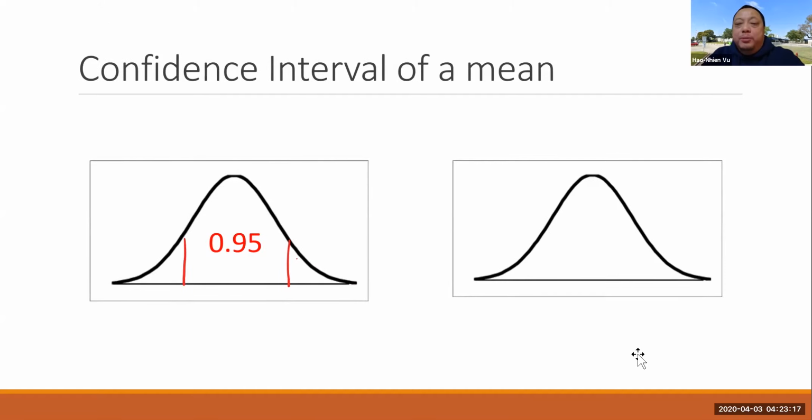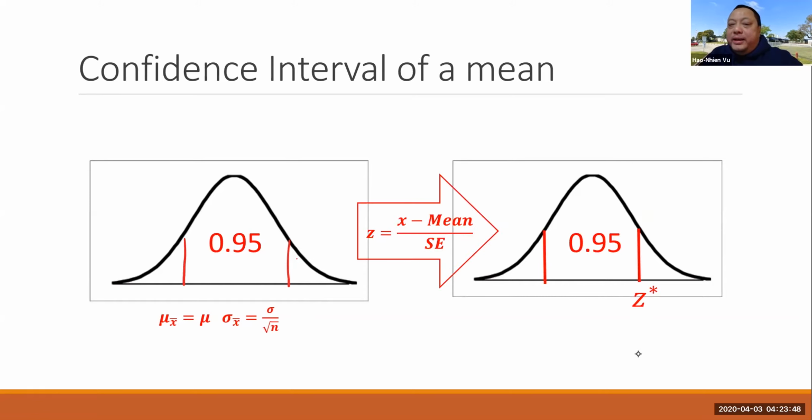So let's say we compute a 95% confidence interval. Because of the central limit theorem, we can use the normal distribution. This normal distribution has a mean of mu and standard error of sigma over square root of n, which we then can standardize using the z-score formula, and we get the standard normal distribution z with a mean of 0, 95% confidence level area in the middle, and the critical value z star just like before.